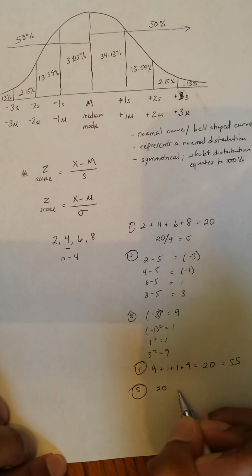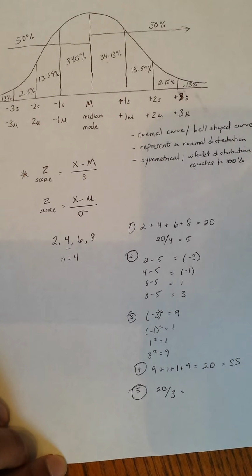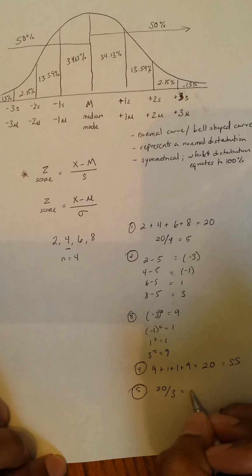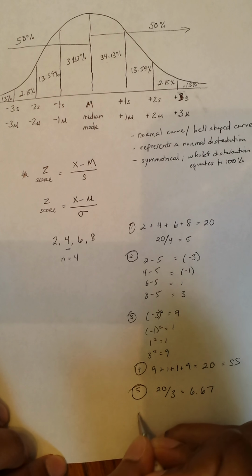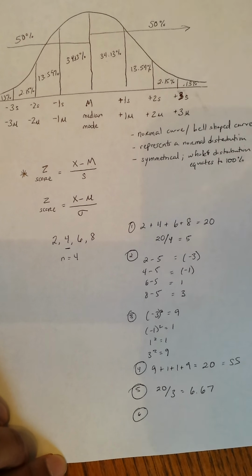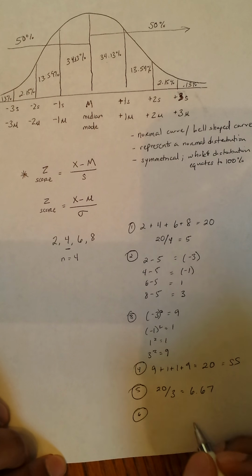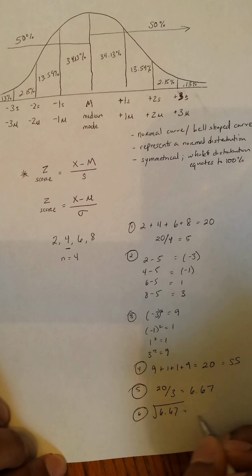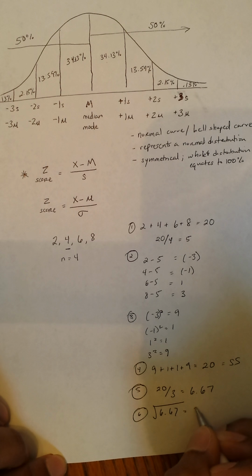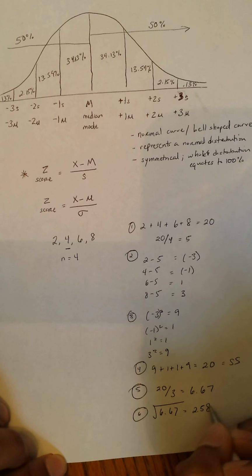And we take 20 and we're going to divide it by 3. 20 divided by 3 will give us 6.67. And then if we take the square root of 6.67, for our standard deviation, we get 2.58.